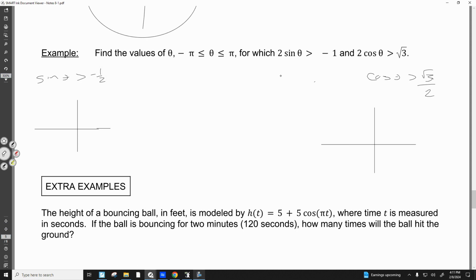Negative 1/2 is the shorter side in the 30, 60, 90 triangle. To get that, I want my pi over 6's. And I want my pi over 6's when sine is negative. Sine is positive in the first and second quadrant, so I got the signs there.